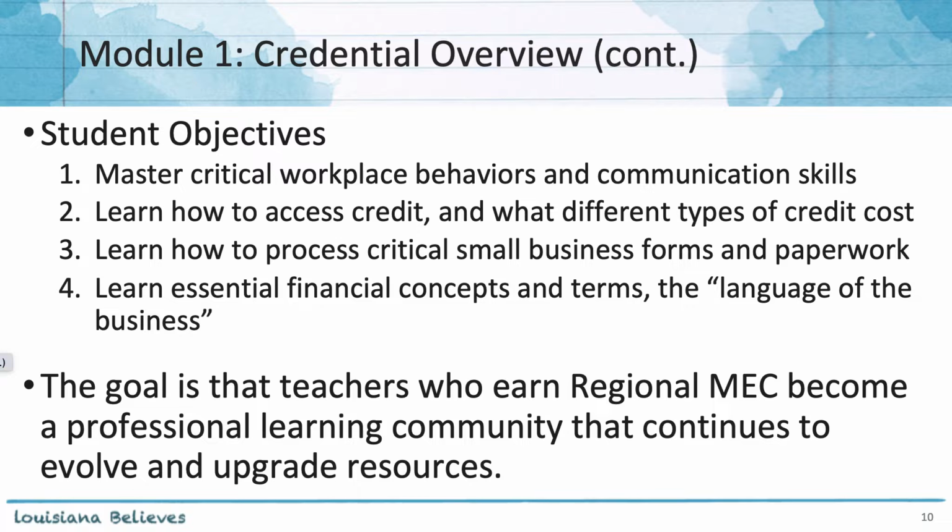So our student objectives, what we want the students to be able to do is, first, we want them to master critical workplace behaviors and communication skills. We want them to learn how to access credit, and most importantly, what the different types of credit cost. We want them to learn how to process critical small business forms and paperwork, and then learn the essential financial concepts and terms, the language of business. So the goal is that teachers who earn the Regional Microenterprise Credential become a professional learning community that continues to evolve and upgrade resources.